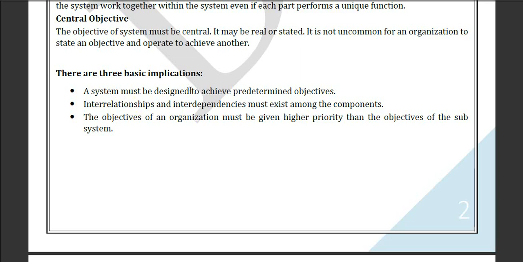There are three basic implications. A system must be designed to achieve a predetermined objective. Interrelationship and interdependency is a must. The objective of an organization must be given the higher priority, because if there is no central objective, nothing will happen in this system.